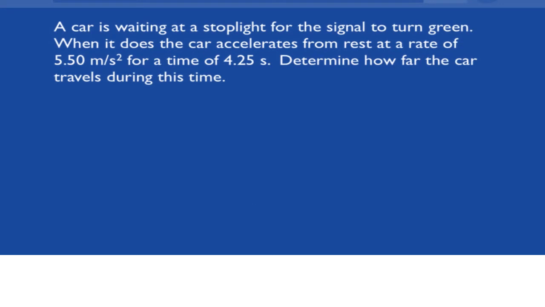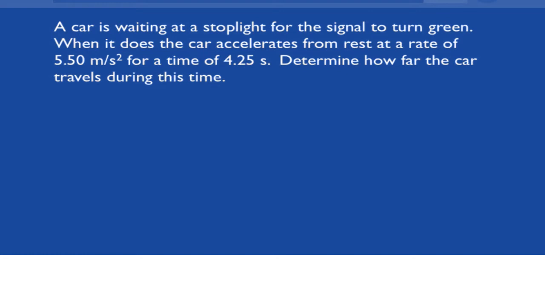Now here is the first problem. A car is waiting at a stoplight. When it turns green, the car accelerates from rest at a rate of 5 meters per second squared for a time of 4.25 seconds, and we want to determine how far the car is going to travel.